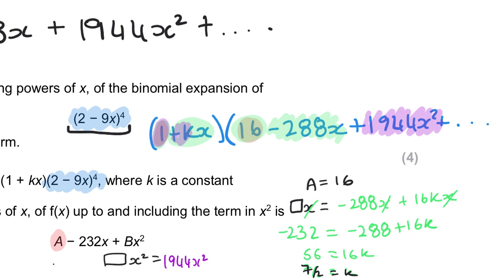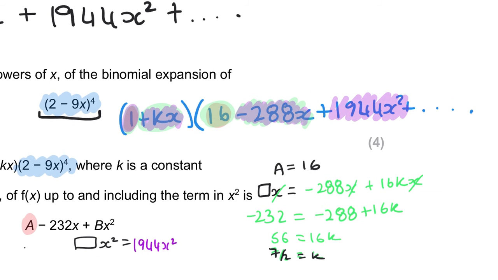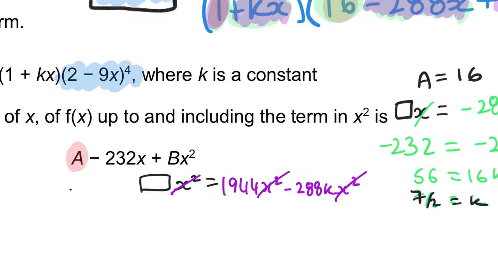We could also get it by doing kx multiplied by minus 288x, because x times x gives us x squared. So I'm going to put minus 288kx squared. Now again, we don't really care about these x squareds because we're just looking at the coefficients, as long as those are the only ways to get the x squareds.